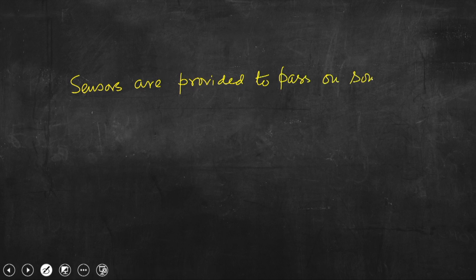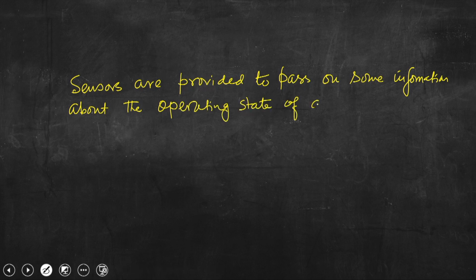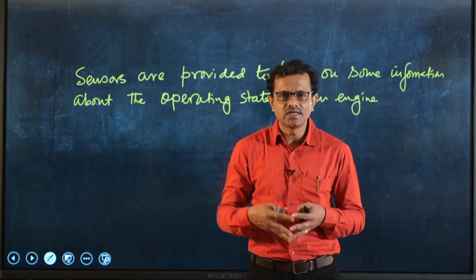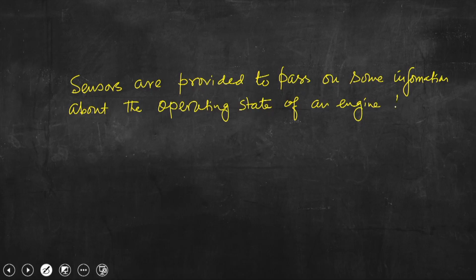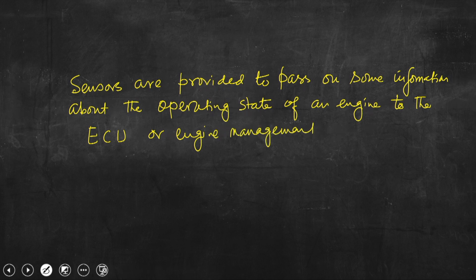So, if I write down here, at least it is important: sensors are provided to pass on some information about the operating state of an engine to the ECU or engine management system. So, this is basically the objective of a sensor.